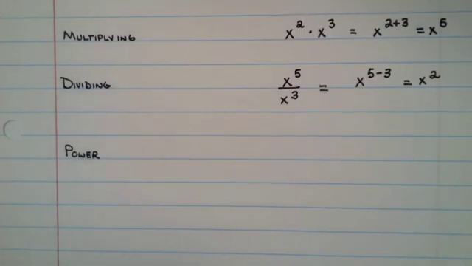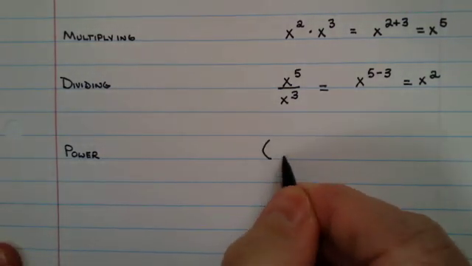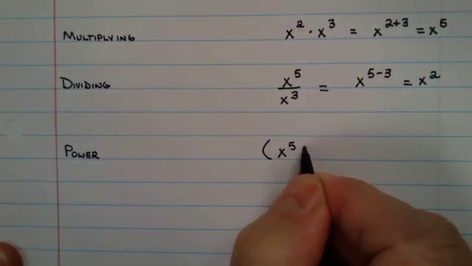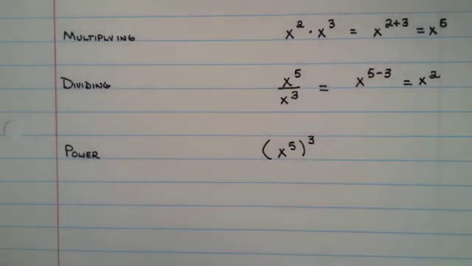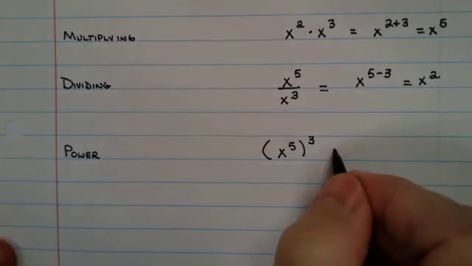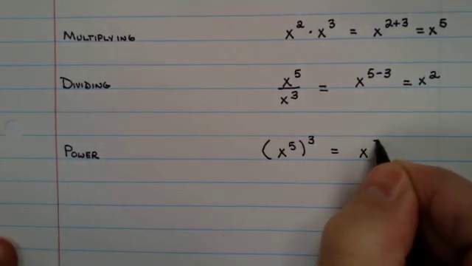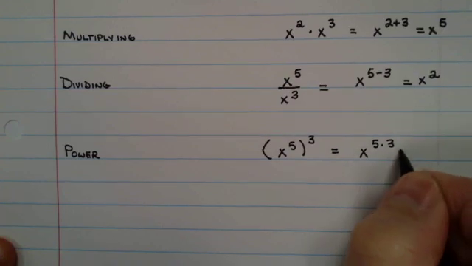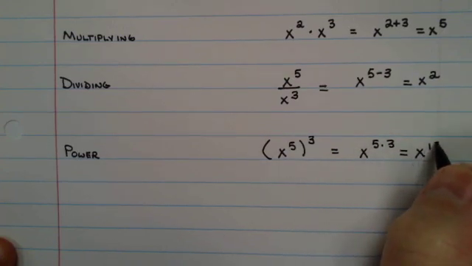The power rule. My example for a power rule will always have parentheses. When there are parentheses, I'm going to take the exponent on the outside of the parentheses and multiply it to the exponent on the inside of the parentheses. So for this example, this is 5 times 3. 5 times 3 is 15.